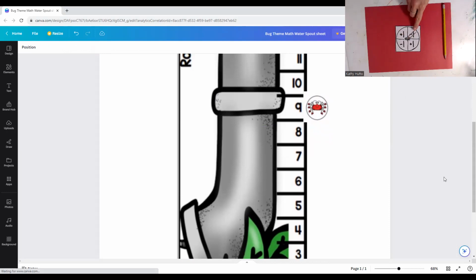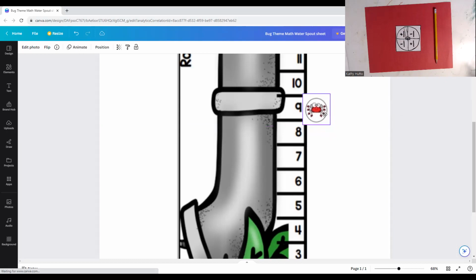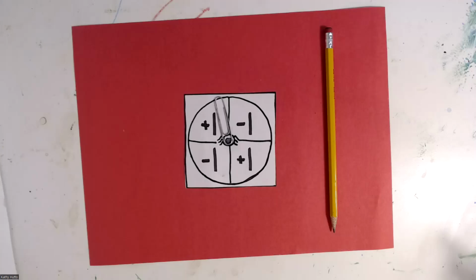All right, let's spin again. Uh-oh, minus 1 this time. So what is 9 minus 1? We've got to go back down. 9 minus 1 is 8. When you subtract 1, you go down 1. Let's do one more spin. Plus 1. Awesome. We're going to go back up. 8 plus 1 is 9. That was a lot of fun.